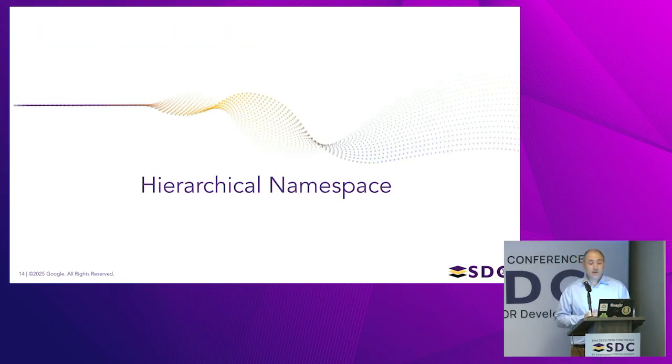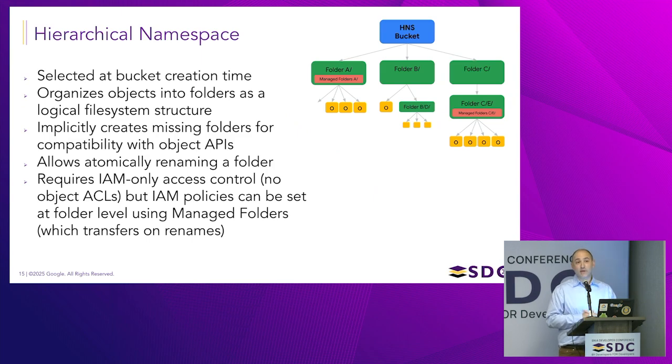The next topic I want to talk about is hierarchical namespace. I mentioned that objects have a flat namespace, but we've launched this feature called hierarchical namespace. It makes your bucket look more like a directory structure. So at bucket creation time, you can select to turn on hierarchical namespace. It organizes your objects into folders, just like a local file system structure.